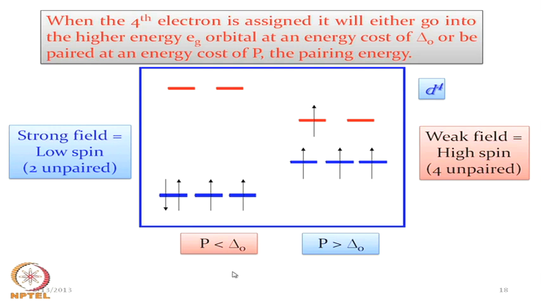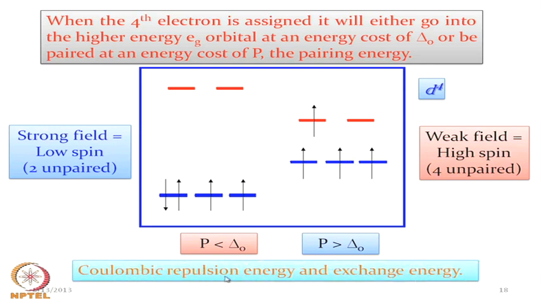So, we can write it in these two forms, whether we are writing P relative to delta octahedral or delta octahedral relative to P, but we should be careful which way we are writing and how we are dealing with the strong field and the weak field situation by looking at the number of electrons in these two levels.